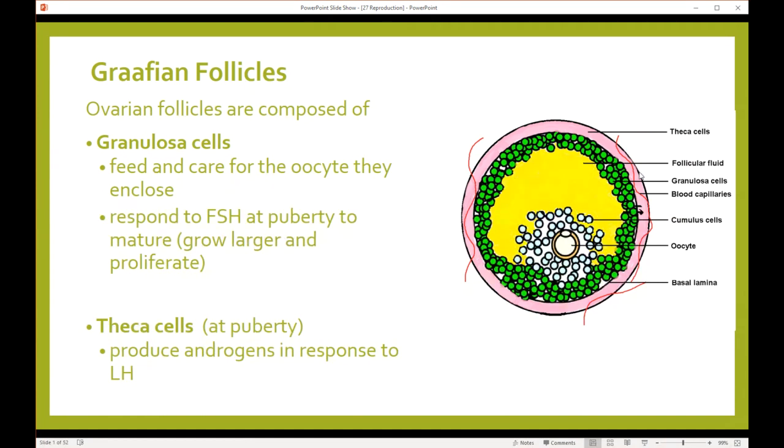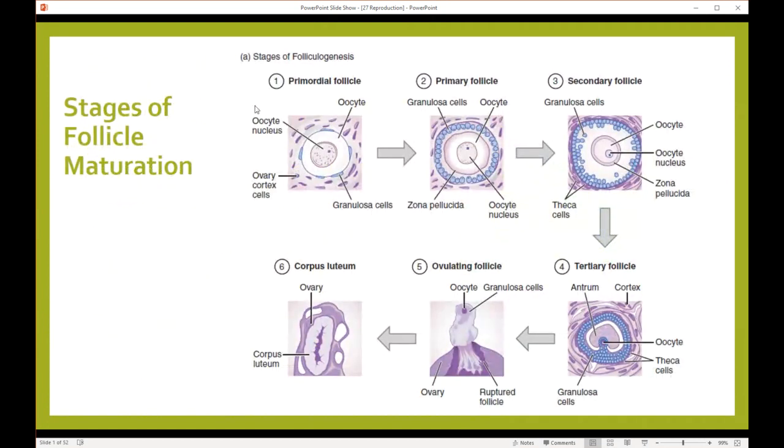The thecal cells, right here, shown by the pink, are going to produce androgens in response to luteinizing hormone, so our progesterone and our estrogen. This is what happens during our follicle maturation.